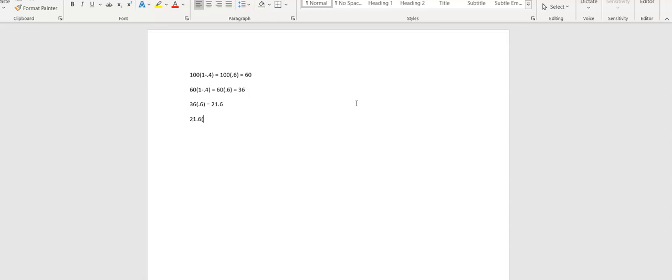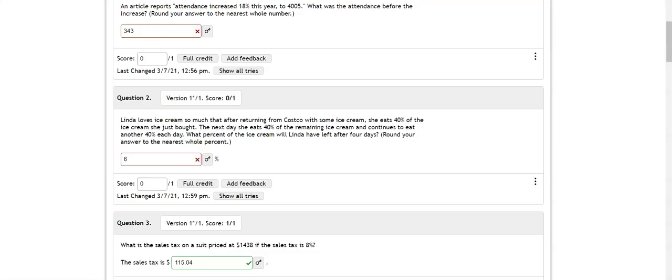And then finally, let's take that 21.6 for the fourth day and multiply it times 0.6. And we get 12.96. And I'm guessing we want to round this to a whole number. So 13 ounces, or 13% really is what we're looking at. So if we go back, round to the nearest whole percent, so 13%. And of course that is what we need here.